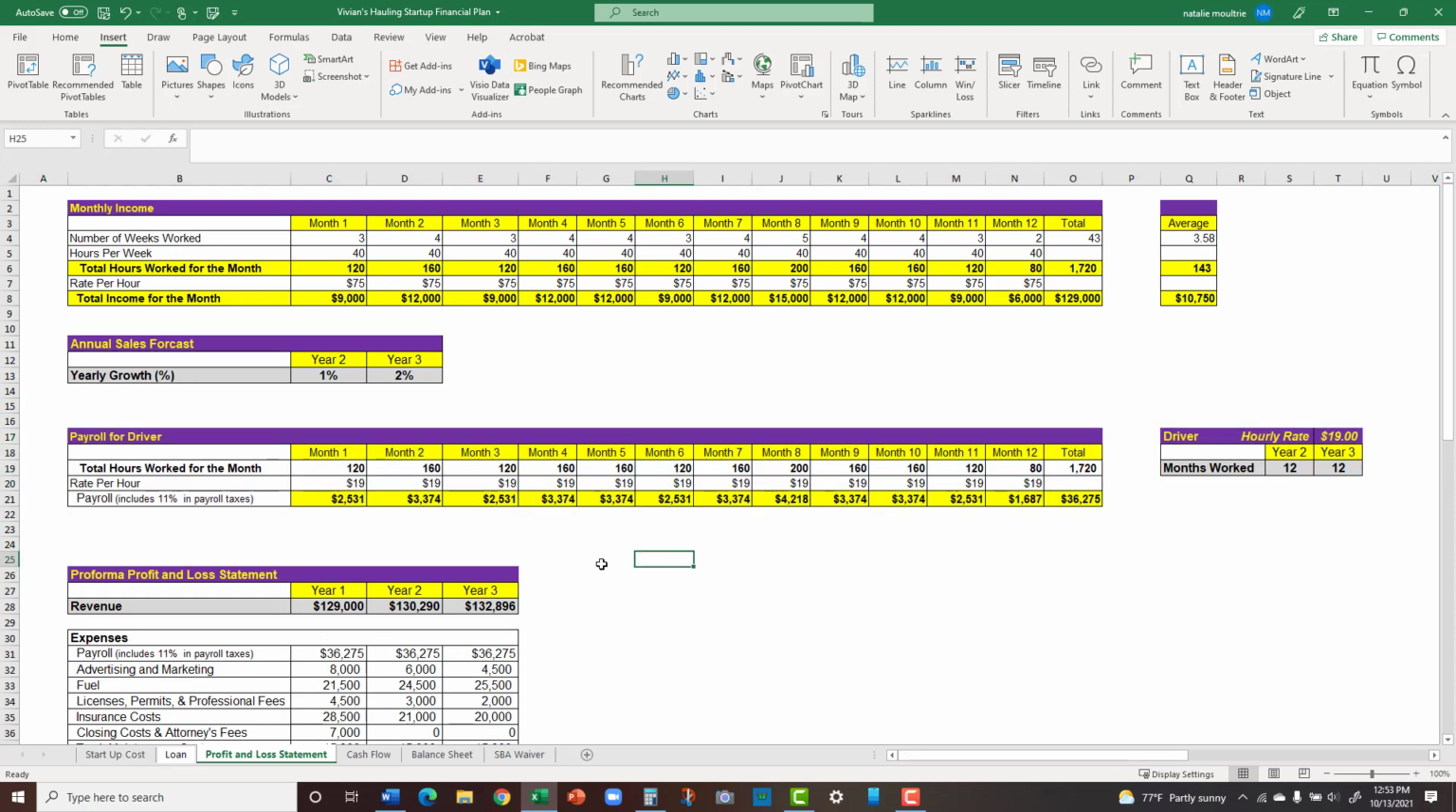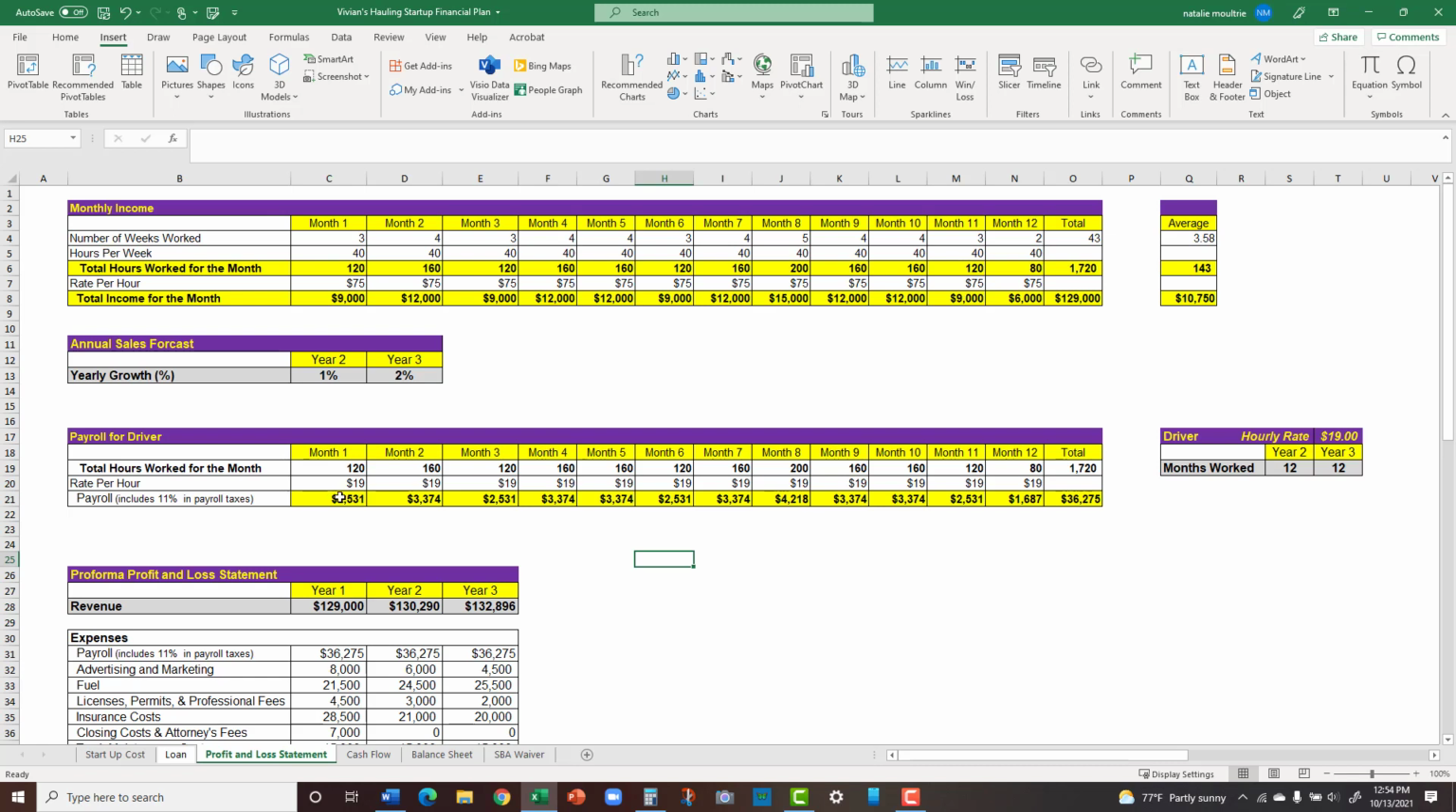All right, so this is how our payroll looks. The first year we've decided to hire a driver and pay that driver $19 an hour. So the truck ran, as we indicated here, 120 hours for the month, the first month, and this is how we got the 120. So the driver drove 120 hours at $19 an hour. The first month it cost us $25.31 to hire that driver. Now that includes payroll taxes as well.